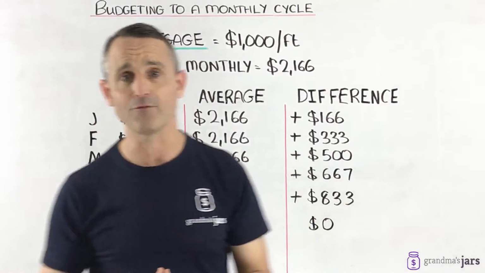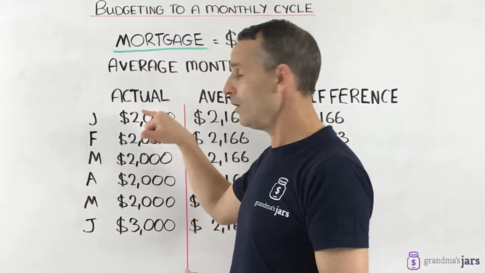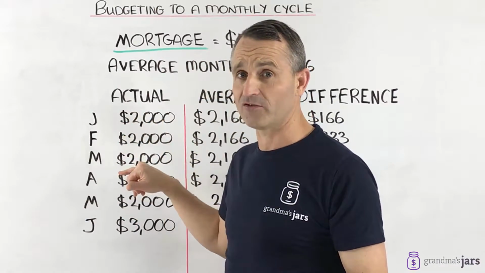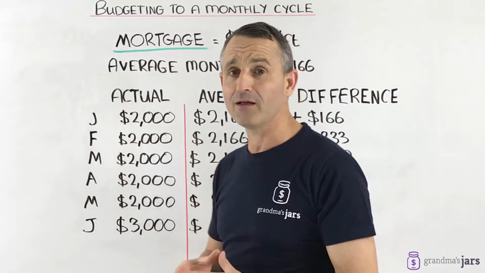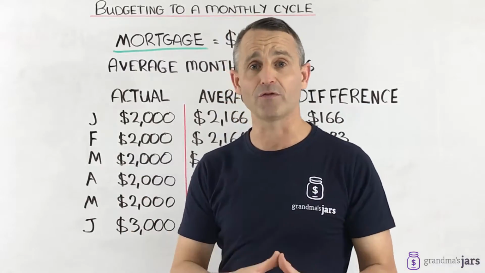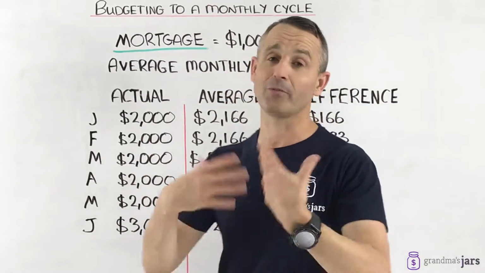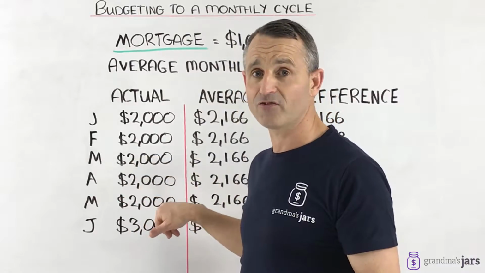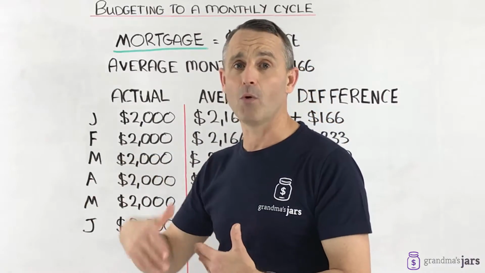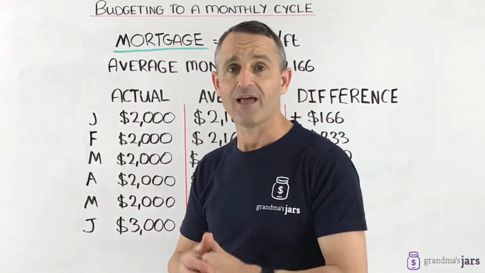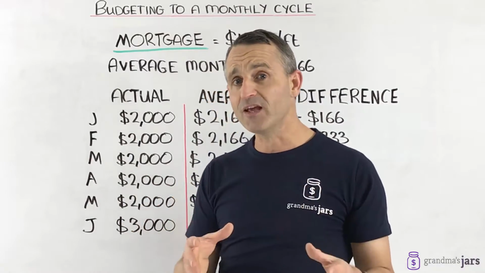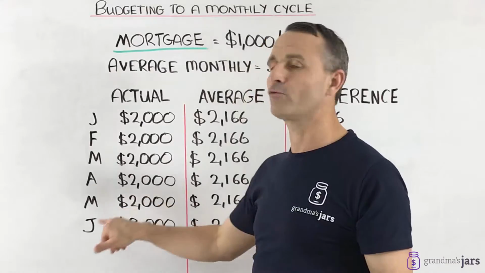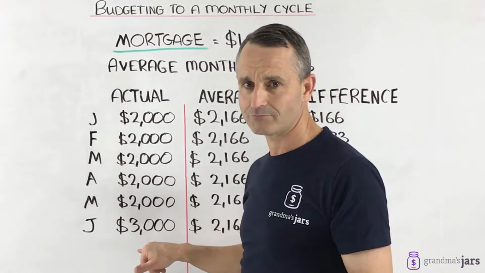It's exactly the same for your expenses. I'm budgeting $2,166, but in month 1, my mortgage payment is only $2,000. In month 2, my mortgage payment is only $2,000 in total. Right down to month 5, so May, I've still only made mortgage payments of $2,000. And then in month 6, so in June, I have 3 mortgage payments come out.